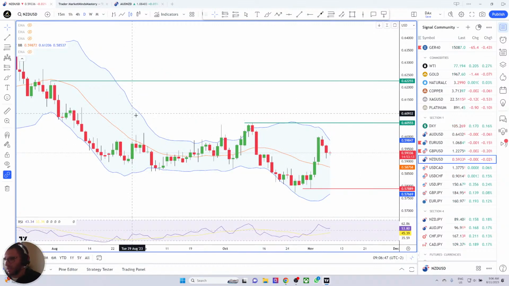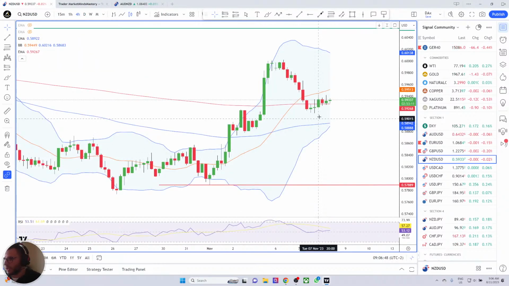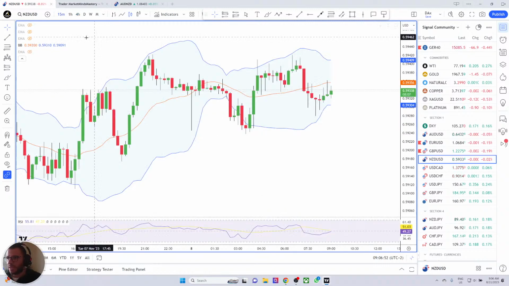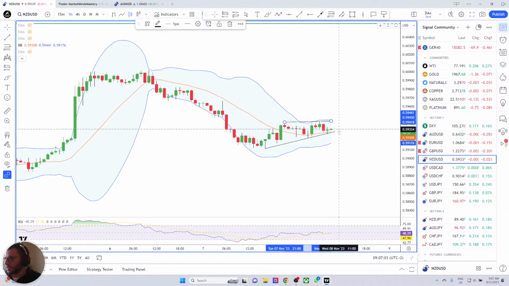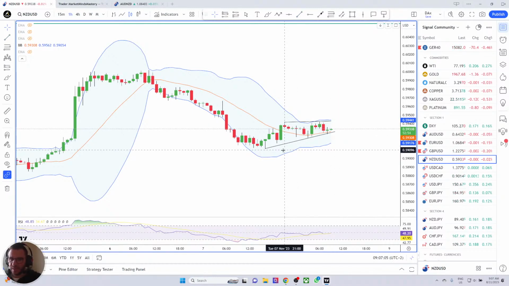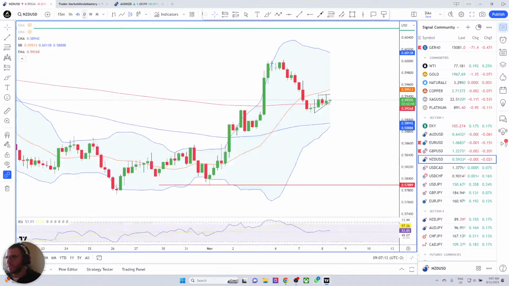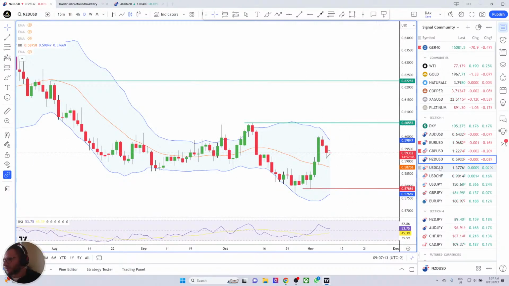Price makes lower highs and lower lows here as well on the 4-hour chart. Congestion around this area in the middle of the band on the 15-minute and 1-hour chart. Again, price needs to decide where it wants to go. Now, from the chart patterns, I would have said that it's more bearish than bullish, and I will be looking to short it.